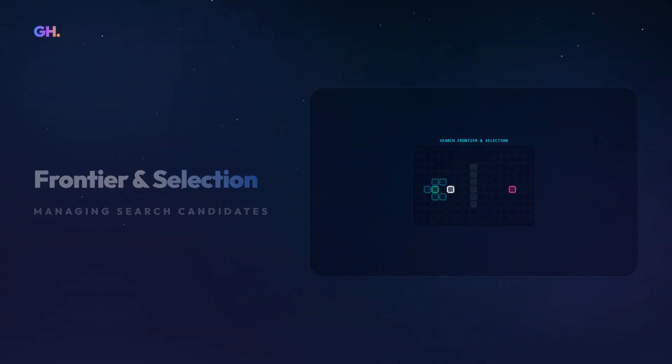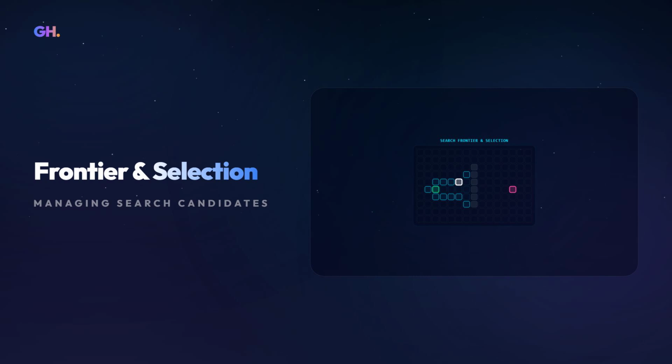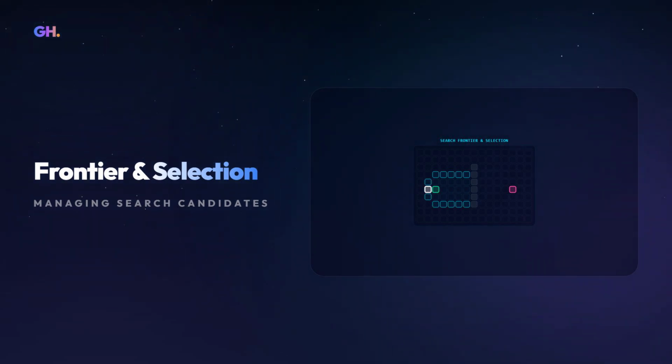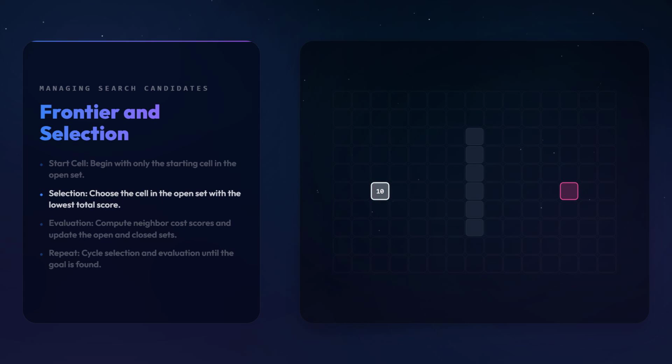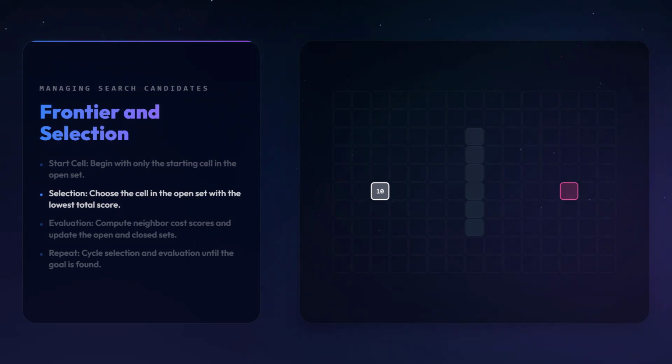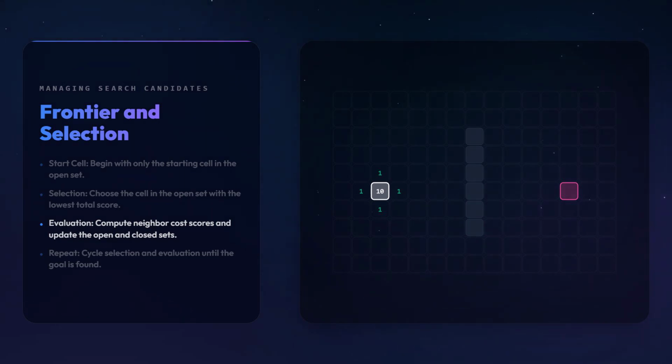To find the shortest path, A* systematically organizes the cells it discovers into two groups, the open set and the closed set. We begin the search by placing only the starting cell into the open set. From here, the loop begins by selecting the cell with the lowest total cost, which, in this first step, is the starting cell itself.